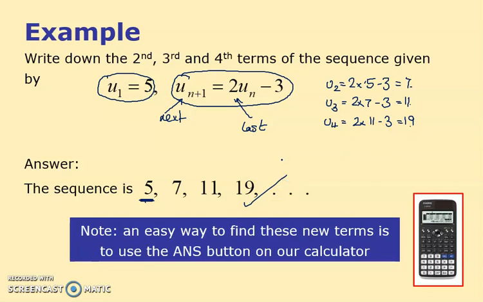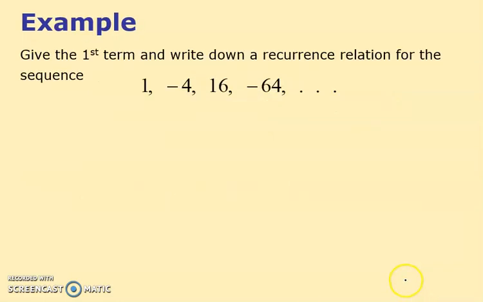There is an easier way to do this. I'll perhaps show you this in class. We can do this quite quickly on our calculator using the answer button. So this is something which perhaps you need to remind me of, and I'll go through this in class, how to use that answer button, which is here, to do these.